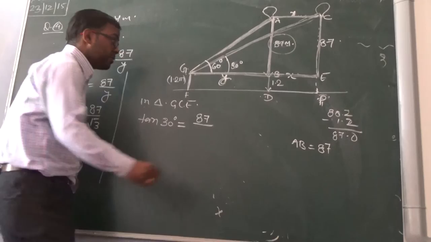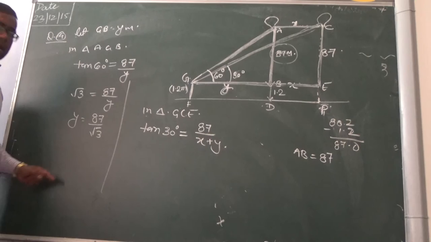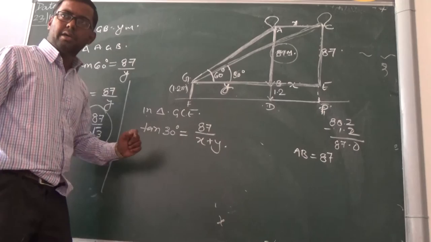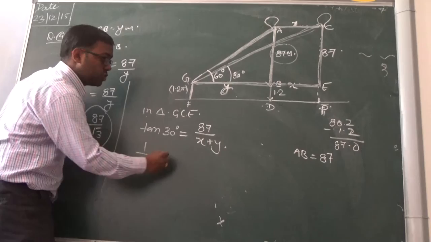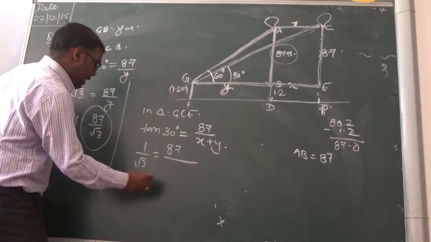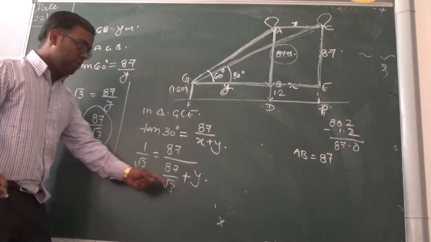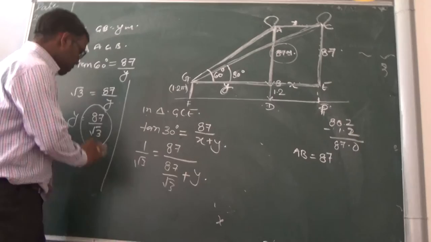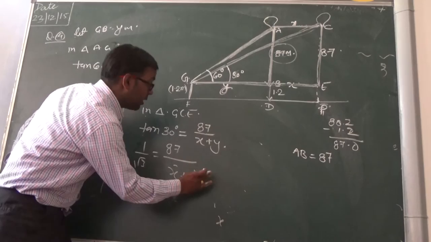The base is X plus Y. Now see here, we already have Y, which is 87 by root 3. Just put here the value of Y. Tan 30 is 1 by root 3, which equals 87 divided by X plus Y, that is X plus 87 divided by root 3.